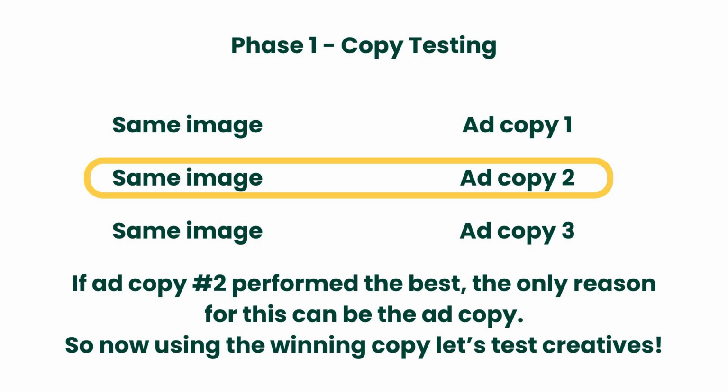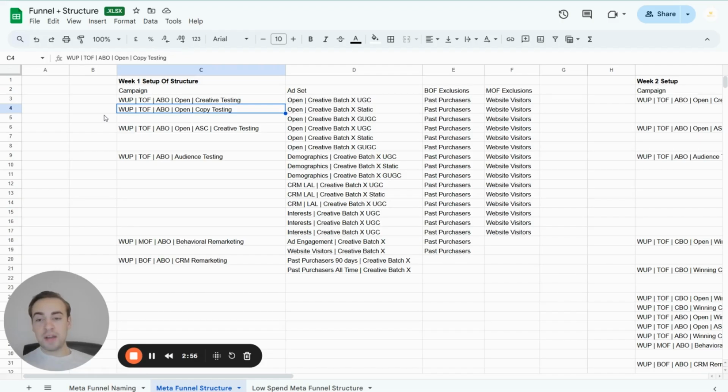And the reason why we do it this way is because the only difference between the ads is the ad copy. And if one is performing better than the other, it has higher CTR and lower CPC, then we know the reason can only be the ad copy because that's the only difference. So once we have the copy testing, we take those winners and use them in the creative testing.